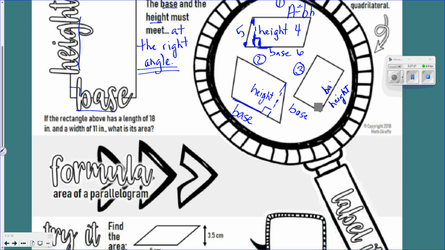For number three, and number one and two, it doesn't matter. Why number one and number two? But on this one, I had to draw it.